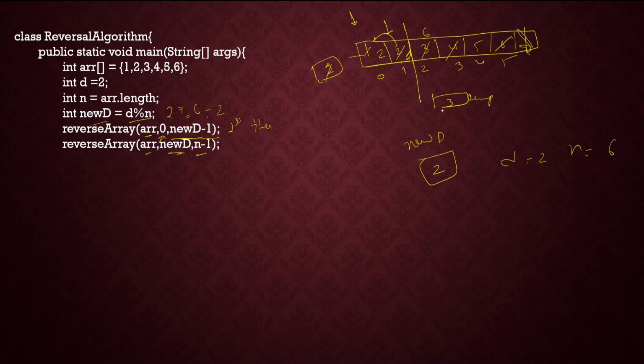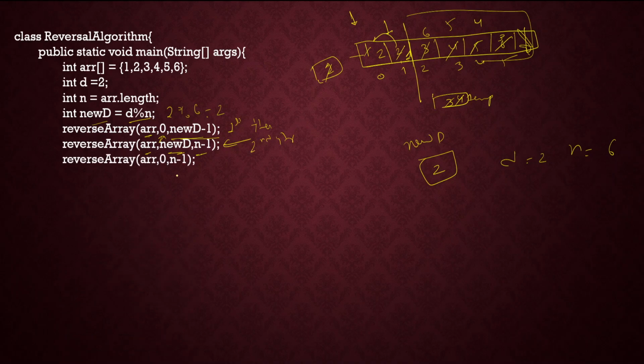Again proceed with this. 3 has been placed over here. 4 will be placed over here. Now, sorry, 5 will be placed over here. 4 will be placed over here. You can see 6 5 4 3. This is also reversed. Now what is this? This is the second iteration.